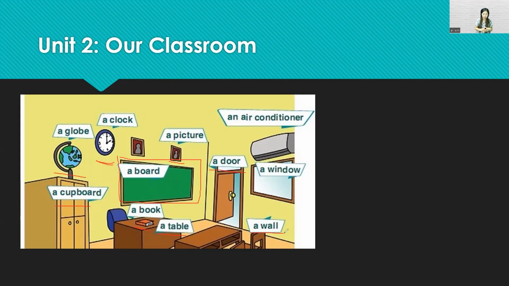So a wall. So window. This is window. So we can shut the window and open the window. A window. Air conditioner. Sometimes we say aircon, is right? Air conditioner. So next one.